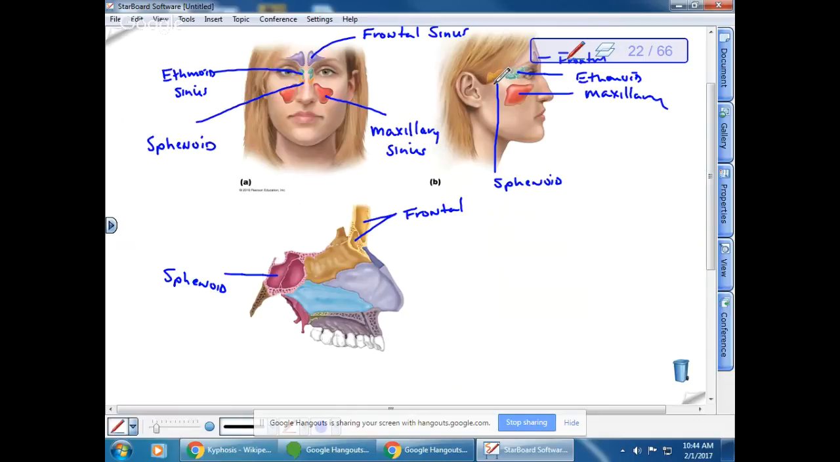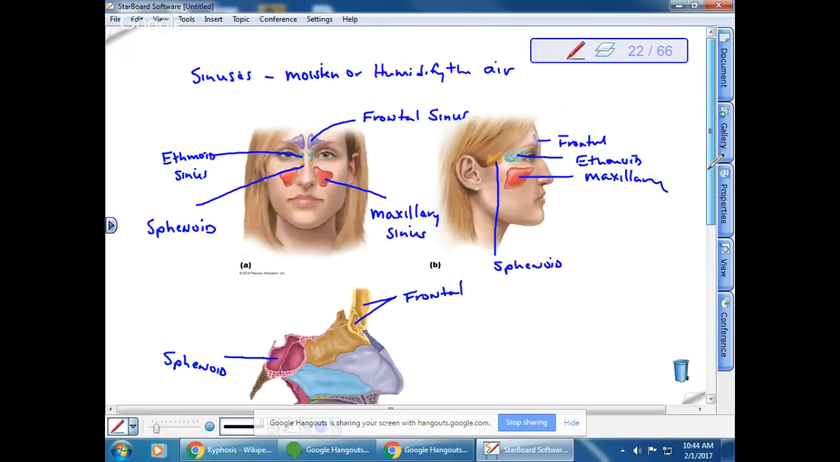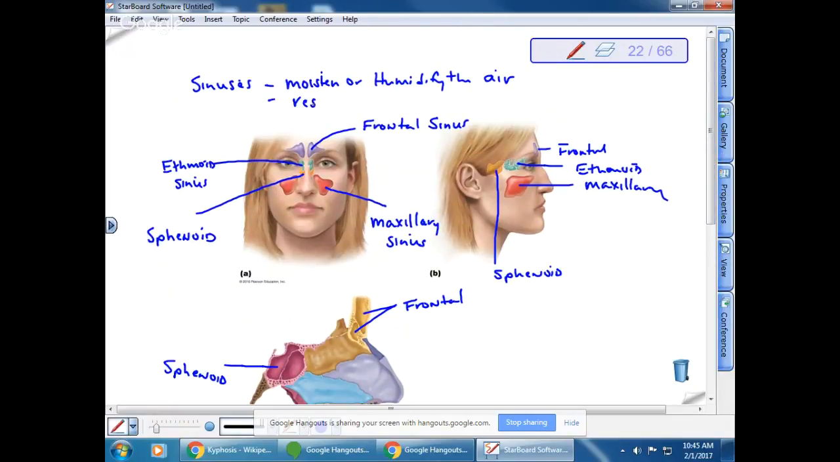So the other function of these is as resonating chambers for your voice, right? So when you talk about being able to project your voice, I think I mentioned this in lab, they're resonating chambers for voice. So we'll put, other function besides just moistening the air, is they're resonating chambers.